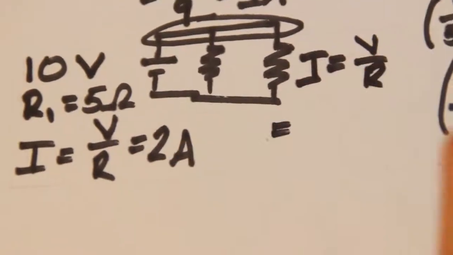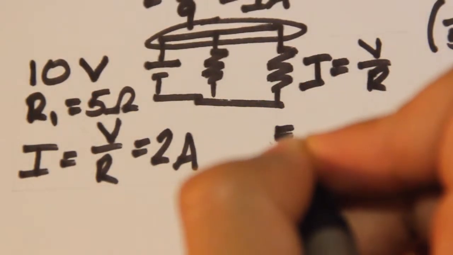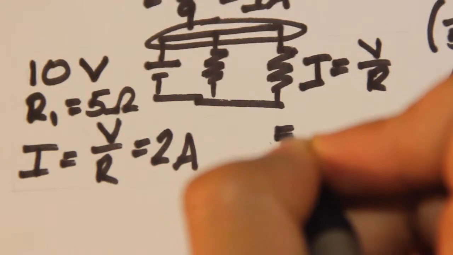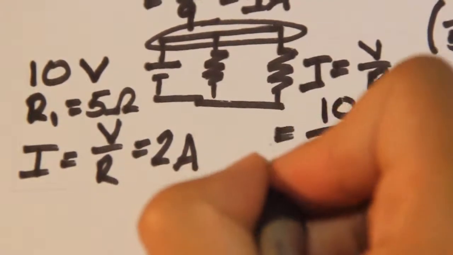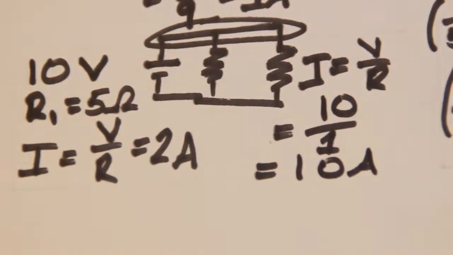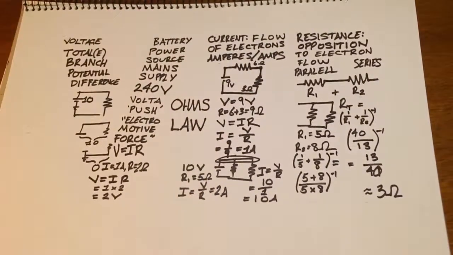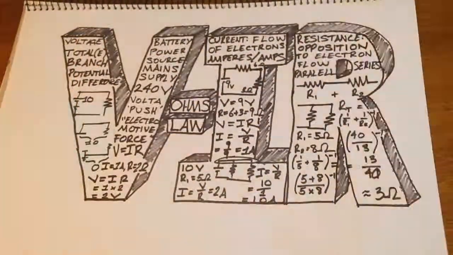Or over here, let's say we have a 1 ohm resistor with a drop of 10 volts. We've got I equals 10 on 1, which equals 10 amps. That's the most important electrical concept, V equals IR.